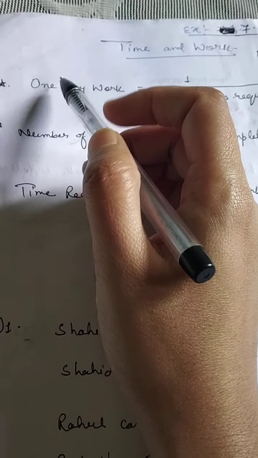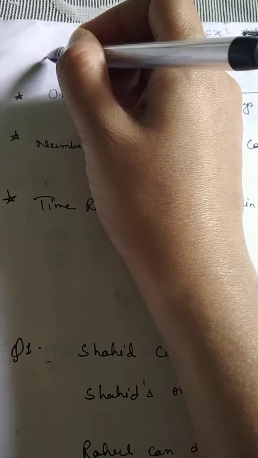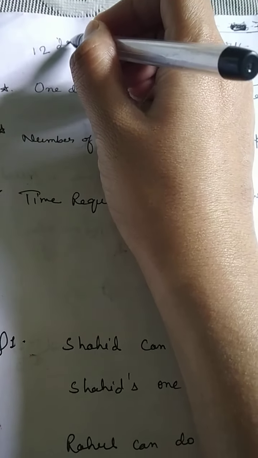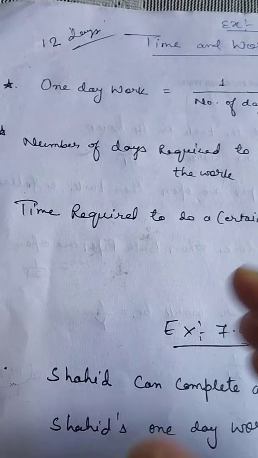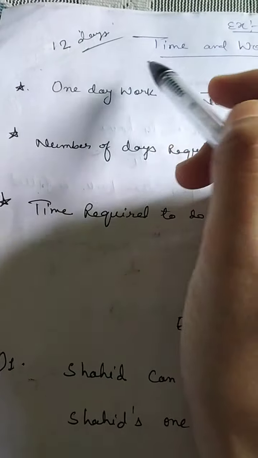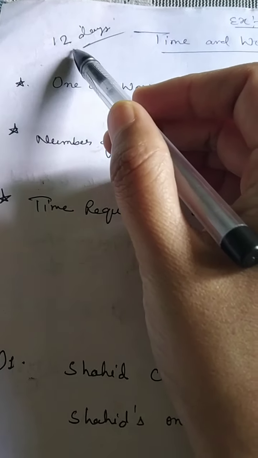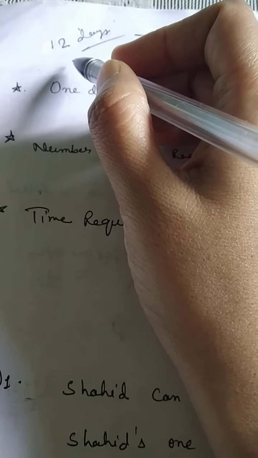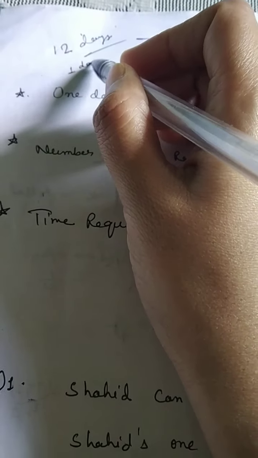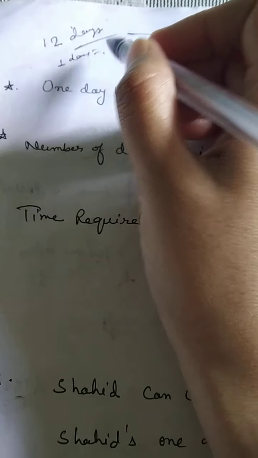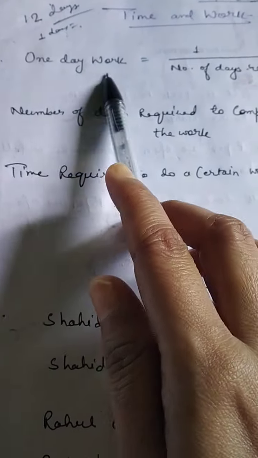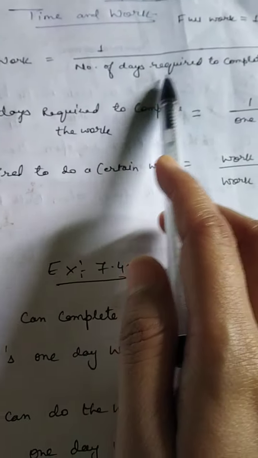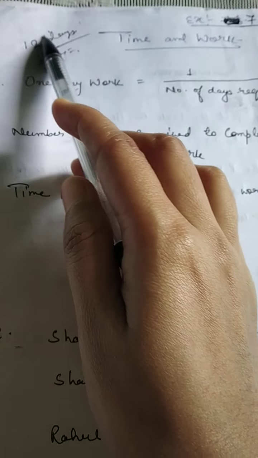Suppose certain work is done by somebody in 12 days. Any work is completed by somebody in 12 days. Then, if you have to find out the one day work of that person, means if he has completed a work in 12 days, then how much work he has done in one day. His one day work you have to find out. Then we are going to use this: one day work is equal to 1 by number of days required to complete the work. And you know the number of days required to complete the work is 12.